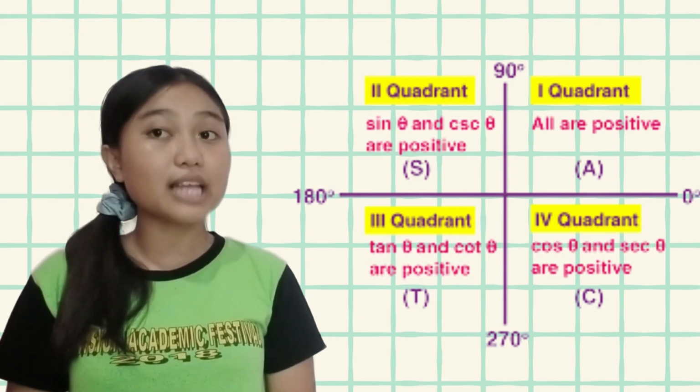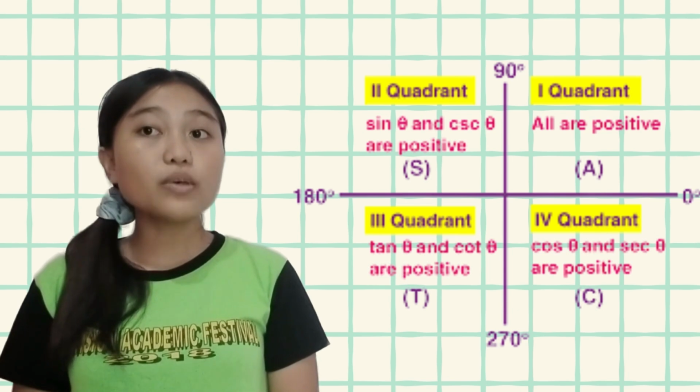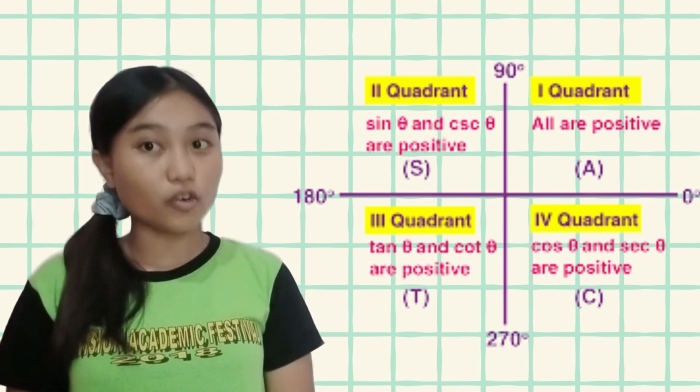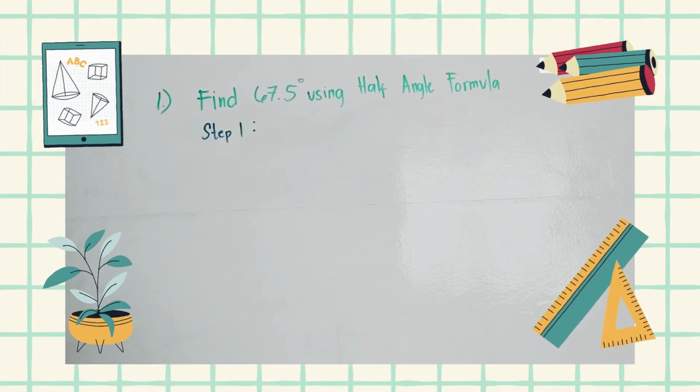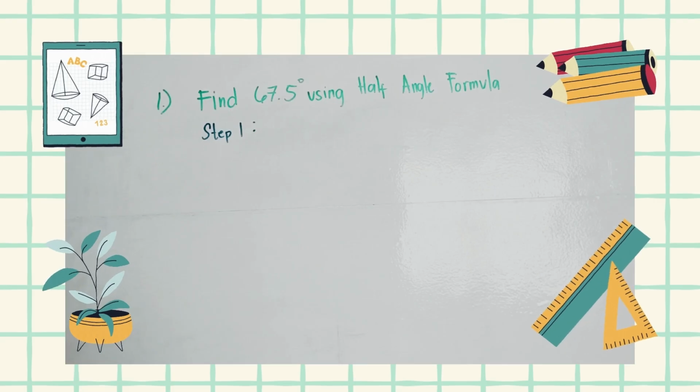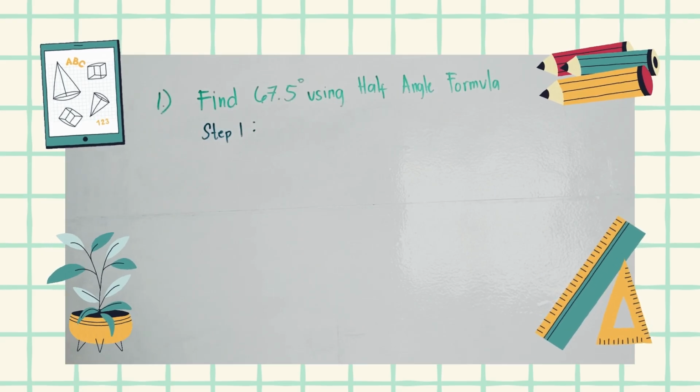So whenever you're using the half-angle formulas, always check which quadrant theta over 2 is in to assign the correct sign. Now, I am going to give you some examples in order for you to apply what we've learned about the half-angle formulas.